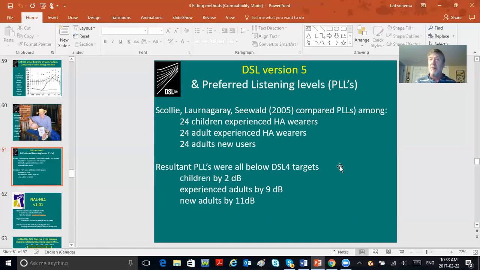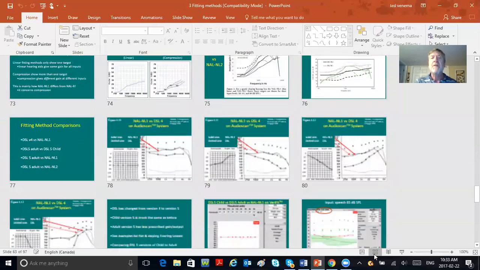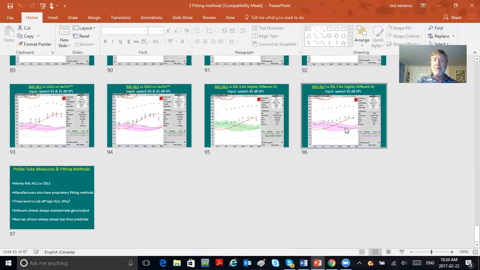And next week we will also talk about NAL-NL1, and that stands for NAL, National Acoustic Laboratories, Nonlinear, version 1, versus NAL-NL2, Nonlinear version 2. Today there are sort of three, NAL-NL1, NAL-NL2, and DSL-5. NAL-NL1 is fading, and you've really got two main fitting methods out there today, NAL-NL2 and DSL-5. Those versions are actually so close together, it's unreal. I'll just give you a preview. You're not going to believe this. I'll show you how similar these fitting methods can be. It's unbelievable.